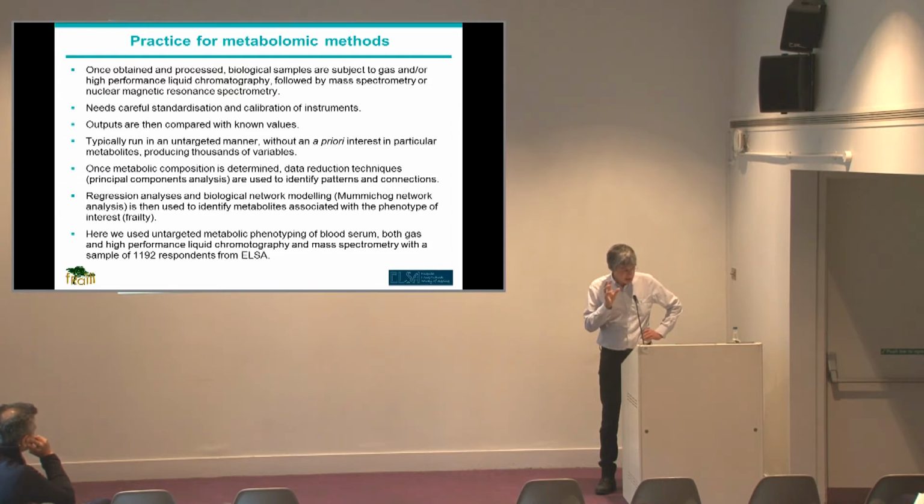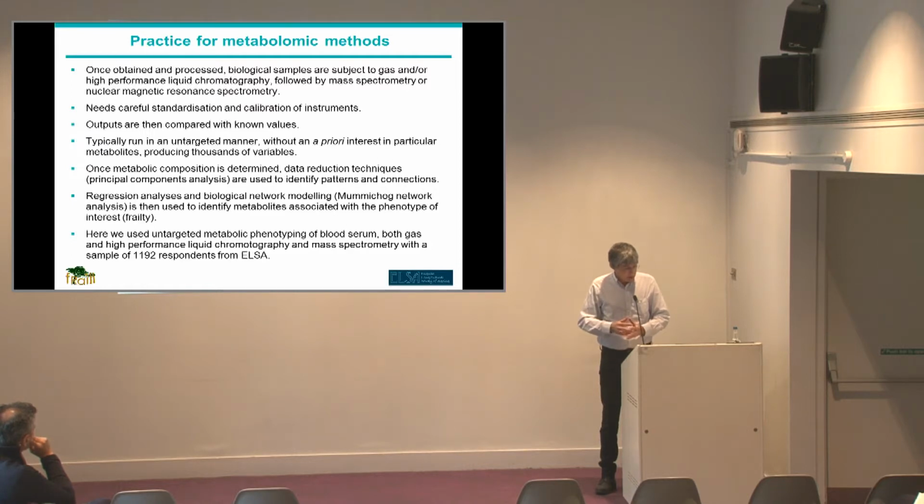So the standardization and calibration of instruments was a huge effort on the part of my colleagues. Once you get your output, you then can compare it with known values. Known values come from reference data sets, which tell you what you're measuring. Typically, you do this in an untargeted manner, so you don't have an interest in any particular metabolite, rather you're measuring whatever metabolites that the sample and the instruments allow you to measure.